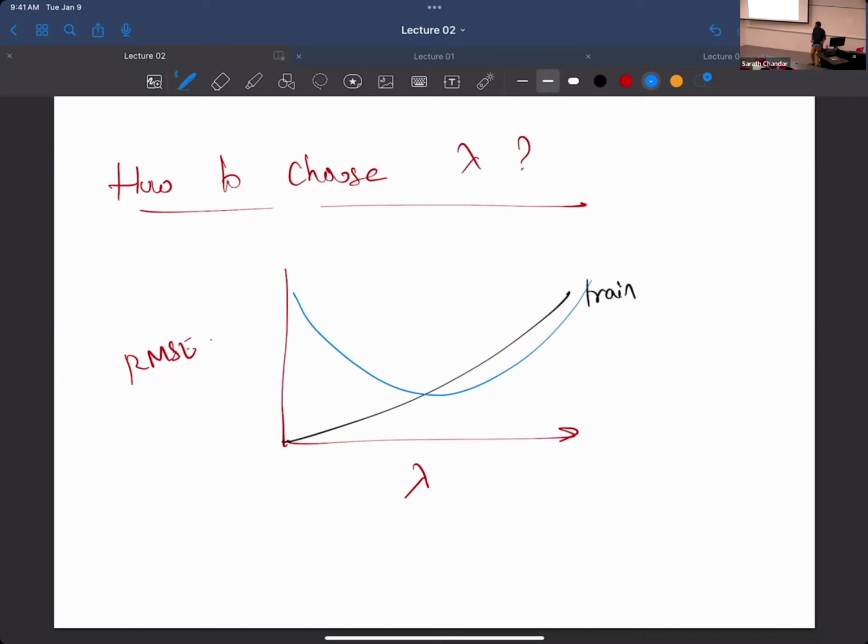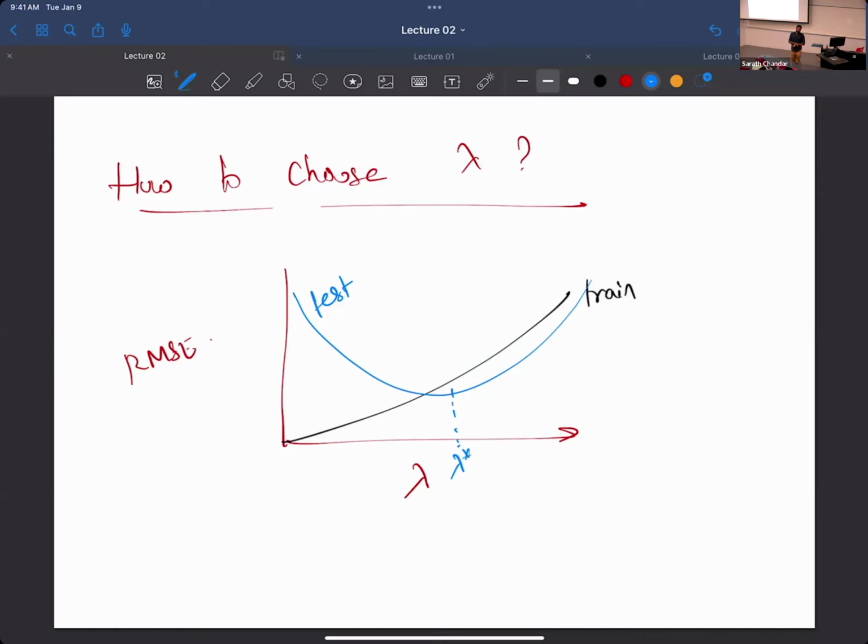So it's going to be very high when you're overfitting, and there's a sweet spot, right? This is the best possible lambda that you could use. Is that clear? However, there is a deeper problem with this approach. This is test RMSE. See, the black is train RMSE, the blue is test RMSE. So there is a deeper problem with picking lambda this way.